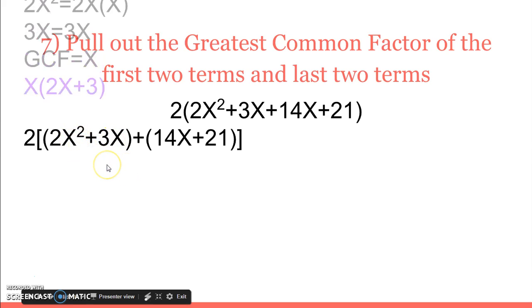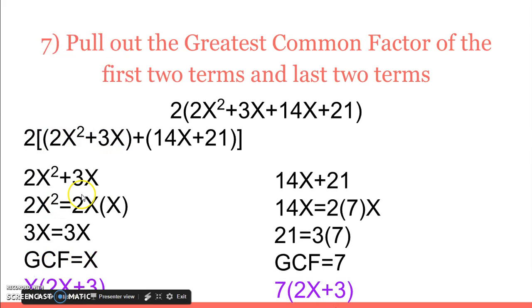So for the first one, we had 2x squared plus 3x, and 2x squared is just 2 times x, and 3x is just 3 times x. So the only thing that they share in common is an x, making that our greatest common factor. And again, we're going to write our greatest common factor, open parentheses, write the values that are left for each term. So the first one was 2x, the last one was 3, and then we go ahead and close the parentheses. As you can see over here, we did the same thing for the last 2 terms, and we got our greatest common factor as 7, so we had an answer of 7 times 2x plus 3.